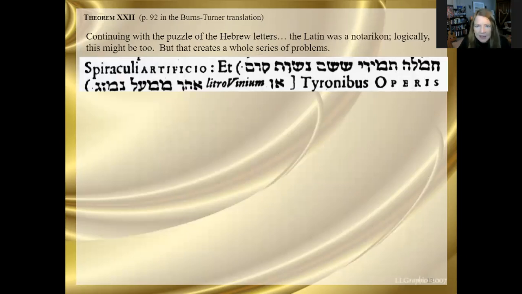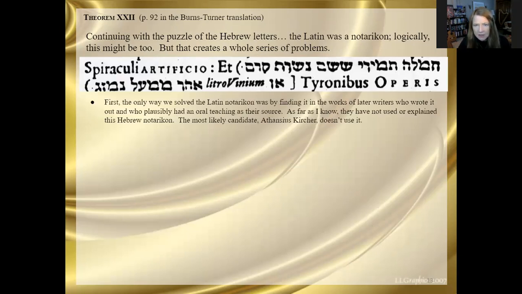So I'm going to go back to the notion that worked with the Latin. The Latin was a notarikon, so let's say logically this might be a notarikon. Now that creates a whole series of problems beyond the Monas Hieroglyphica, and I'm going to have to just show you what I mean.